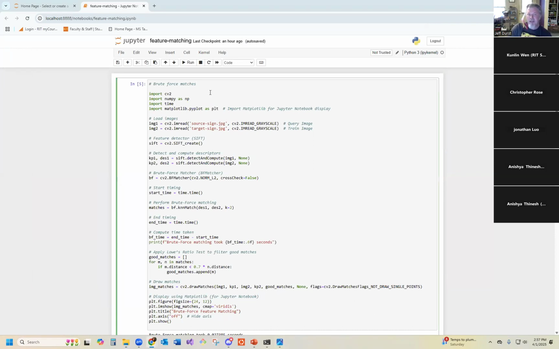So the first thing I've got is you can see BFMatcher. OpenCV does have a brute force matching algorithm. Like I said, it's essentially FLANN, but the neighborhood is everything. So it's still checking everything, it's brute force. So you can see in the code, we bring in our two images. We want to look at the source stop sign and the target that we're looking for.